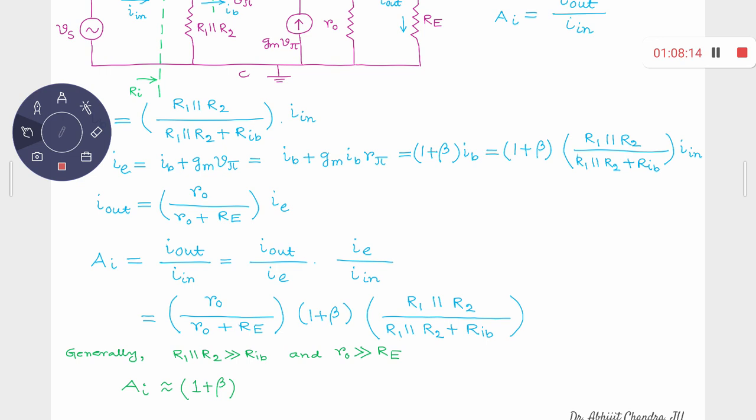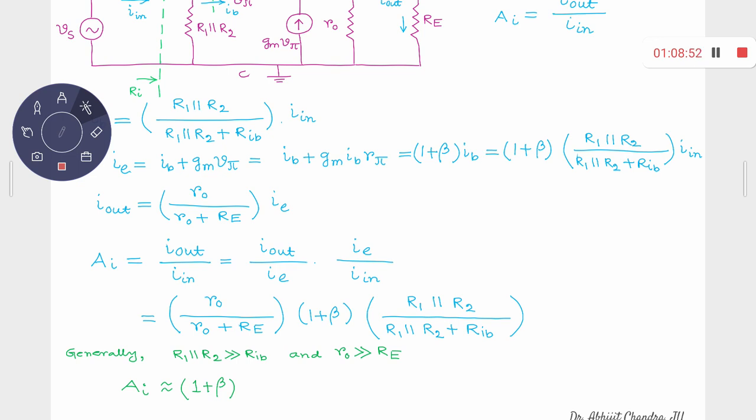Now, this R0 by R0 plus RD is typically close to unity because R0 is very large with respect to RD, and it should be less than 1. So their product is close to unity. With the assumption that R0 and R1 parallel R2 are much greater than RIB, and R0 much greater than RE, your current gain turns out to be close to 1 plus beta. That is your good old current gain for a common collector amplifier, emitter current to base current, IE upon IB.